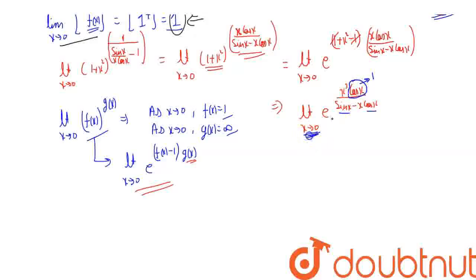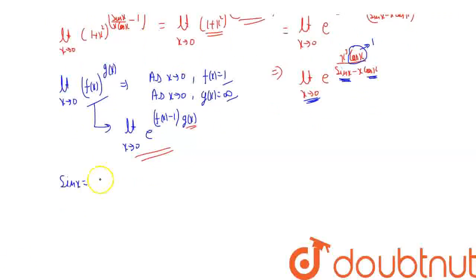So as x tends to 0, this cos x would tend to 1. So now we are going to neglect this cos x here. And now we are going to write the expansions of sin x and cos x. We know that the expansion of sin x is given by x minus x cube by 3 factorial plus, and this goes on up to infinity in the expansion of sin x.